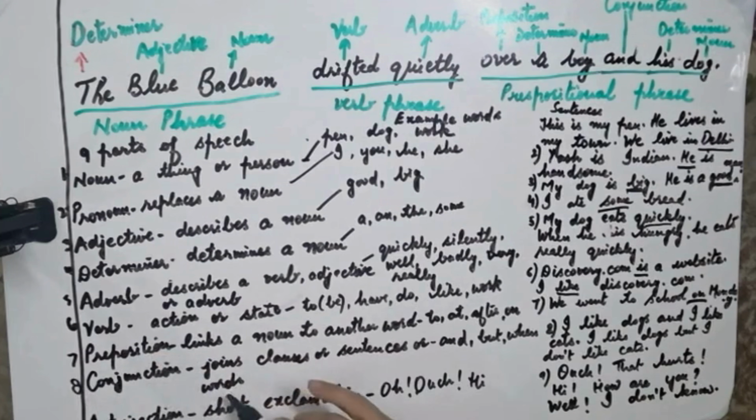Conjunction joins clauses or sentences: or, and, but, when. Example sentences are: I like dogs and I like cats, and I like dogs but I don't like cats. But is a conjunction.